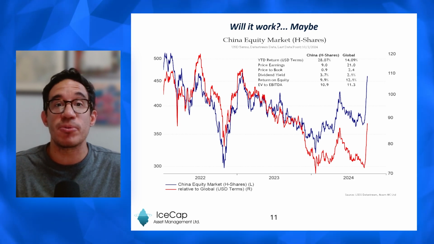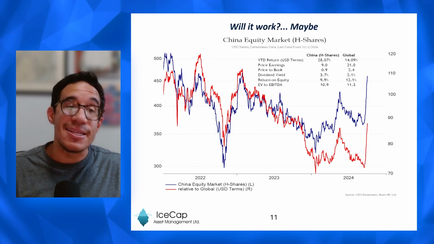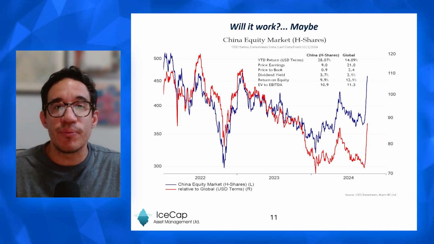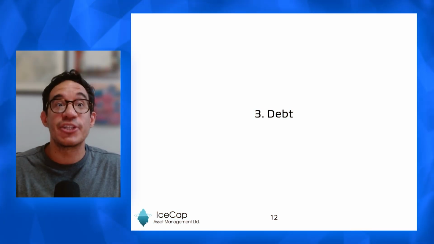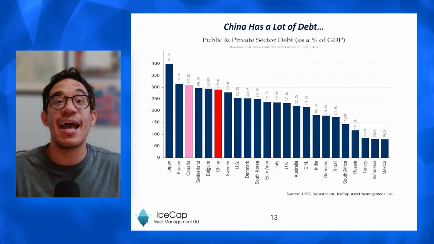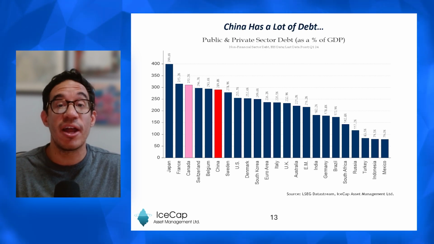Clearly, they've ripped almost 20% in just a couple of weeks, but is it sustainable? And we don't really think so. Why? Section 3, debt. China has a lot of debt.